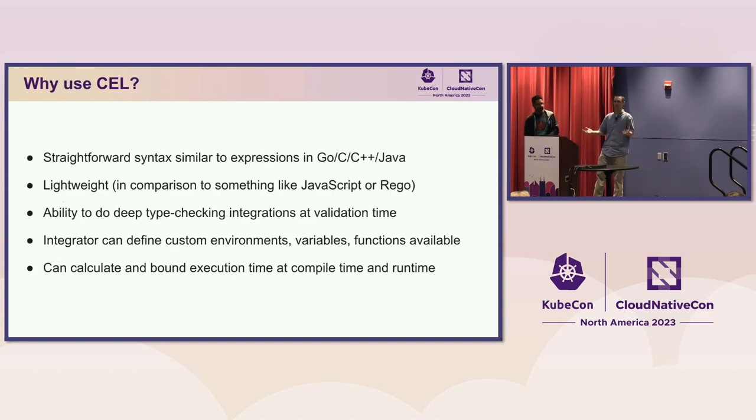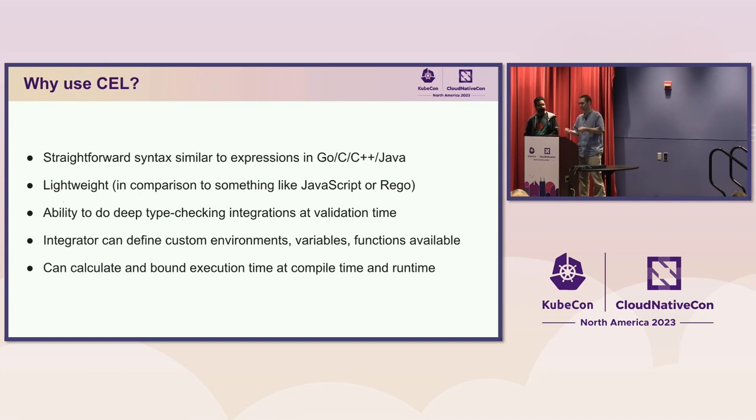So why did we settle on CEL? We started this exploration a couple years ago on the SIG API Machinery side, and we looked at a lot of different extensibility languages, things like Rego and JavaScript and Lua and WASM. None of them really hit all the points that we needed. It had to be really, really lightweight. Some of those were not lightweight. We had to be able to ensure that the expressions had a bounded cost. CEL does that by limiting the complexity, but also allowing us to compute the cost at compile time, so we can just not allow expressions that would be too expensive.